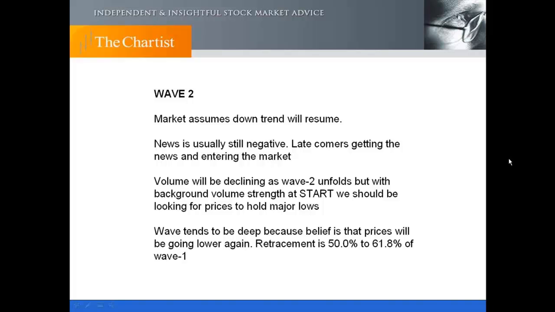And everybody assumes that the market will continue to trend lower because we are still making lower lows and lower highs. And in classic technical analysis, we still have a downtrend in place. So until that changes, everyone assumes that the downtrend will resume. So at this stage, news is still negative. Remember, the stock market tells you what's going to happen in advance, okay? The stock market leads the fundamentals. So news at this stage in wave two is still very negative.